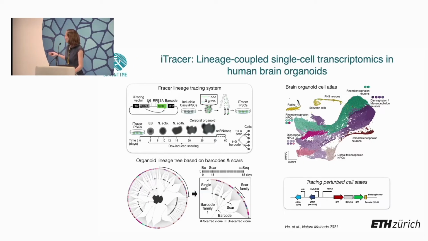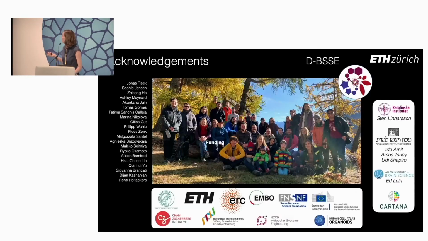And so this I will skip over. It just shows that we develop tools to do lineage tracing, which we can do in the organoids and not so well in primary human tissue.